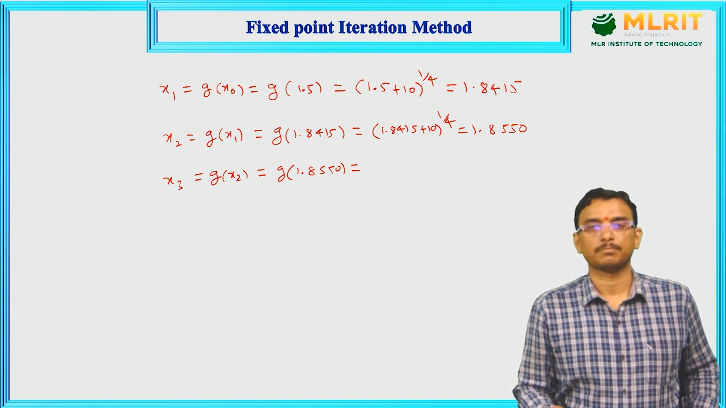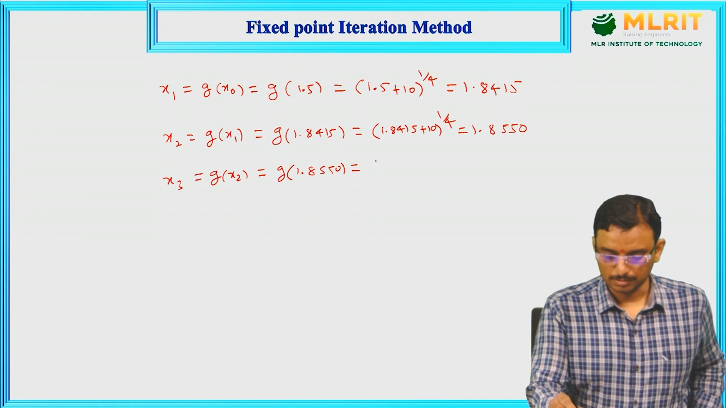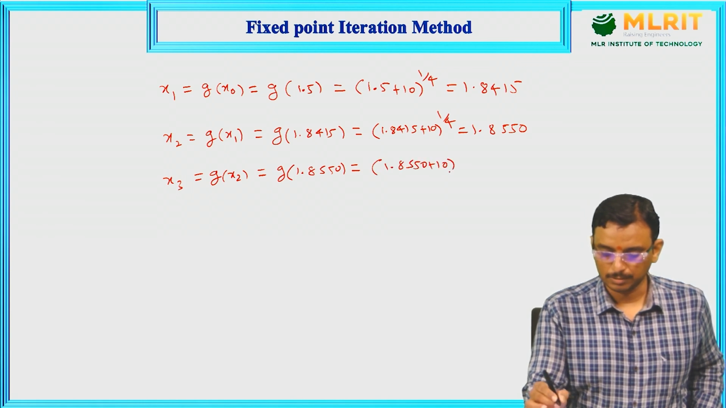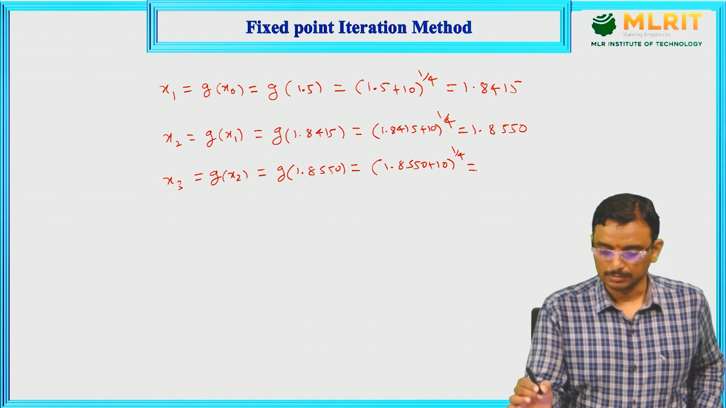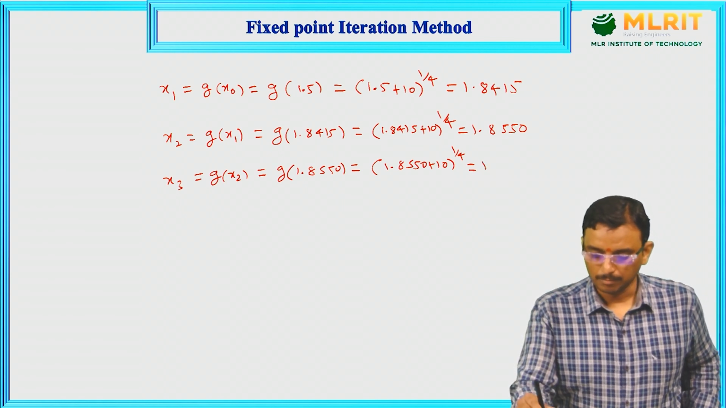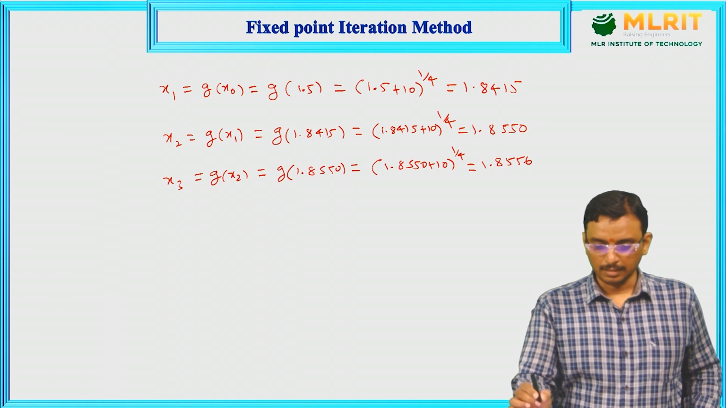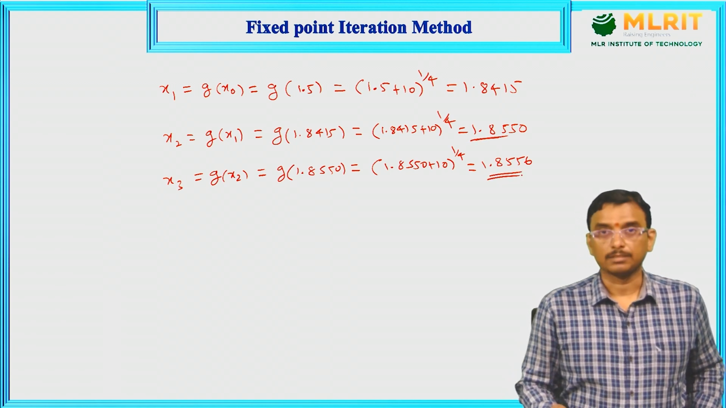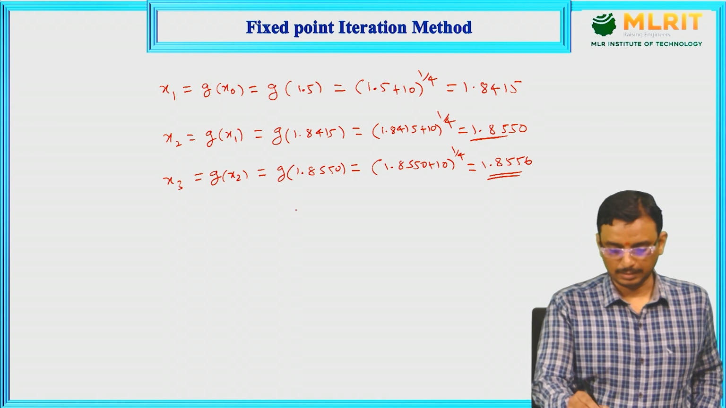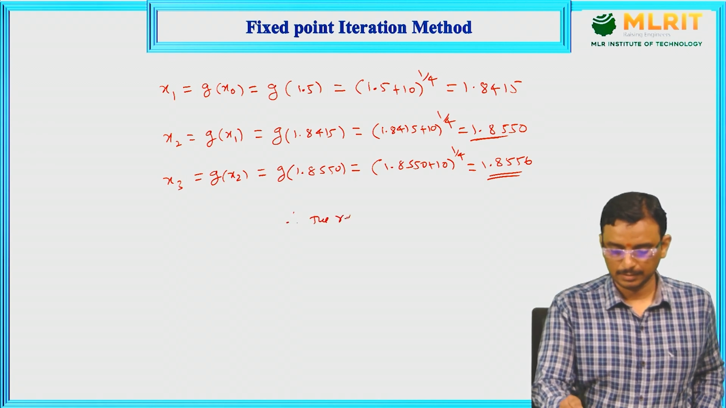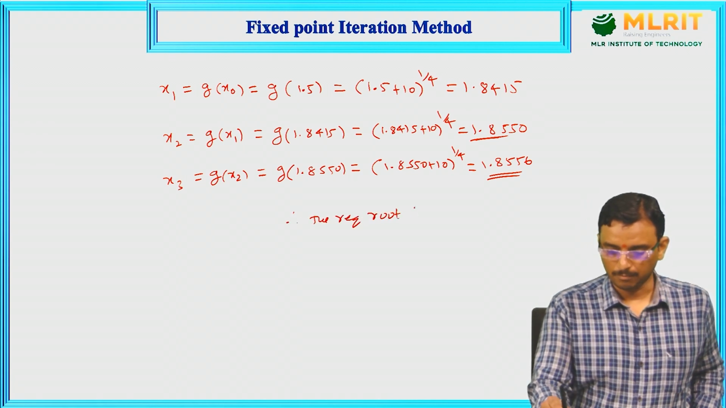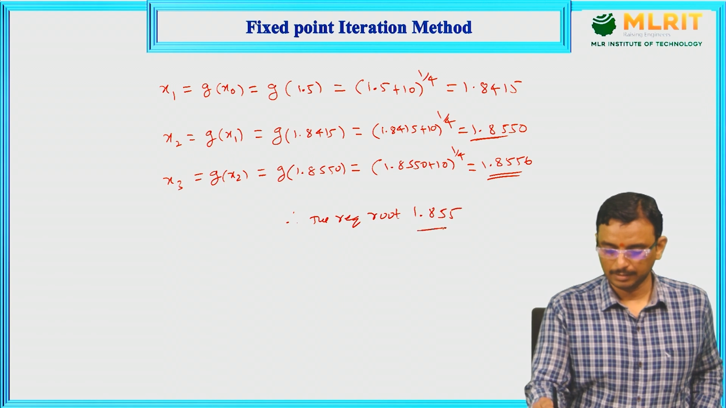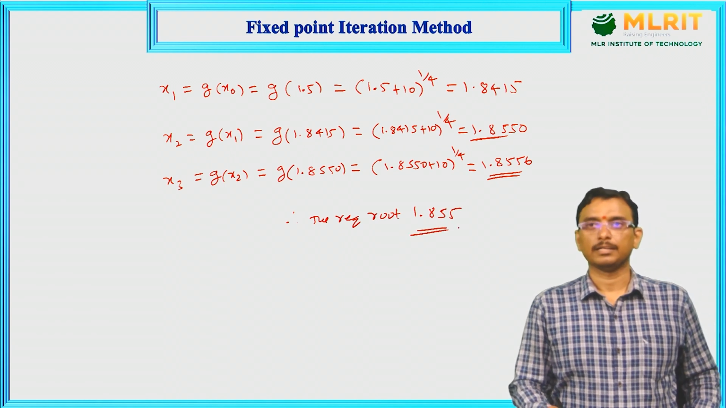That is (x plus 10) whole to the power 1 by 4. So (1.8550 plus 10) whole to the power 1 by 4 is equivalent to 1.8556. So up to 3 decimal places, these two values are same. So therefore we can stop the process. So the required root is 1.855 for the given function.